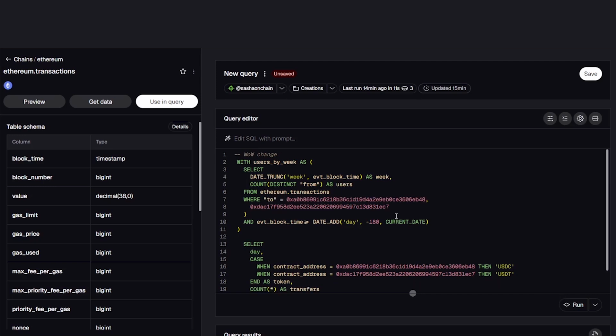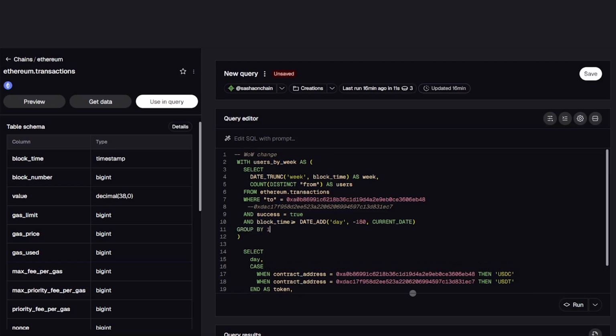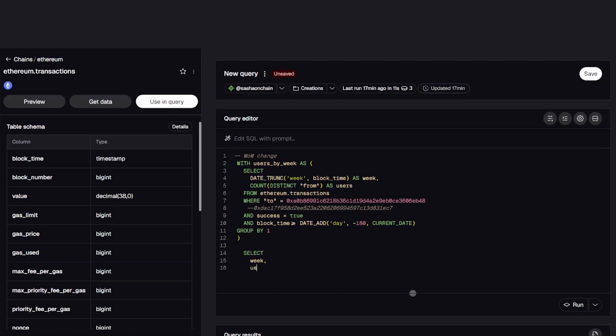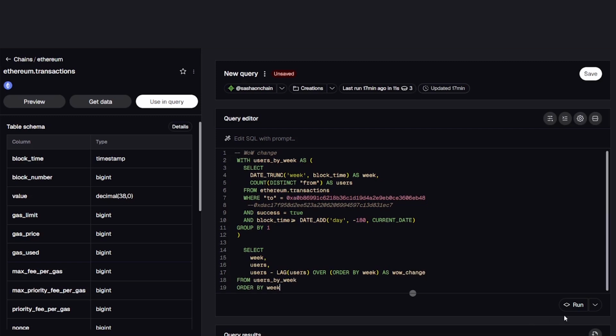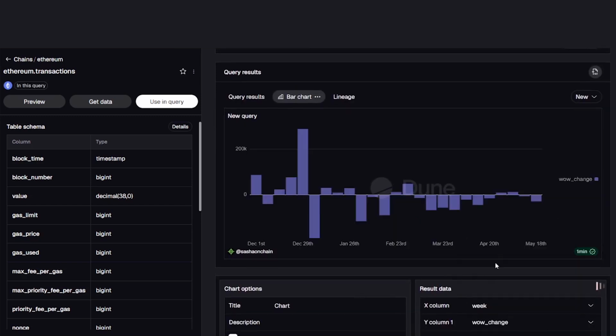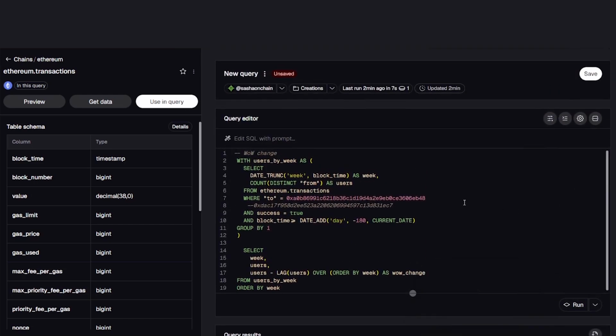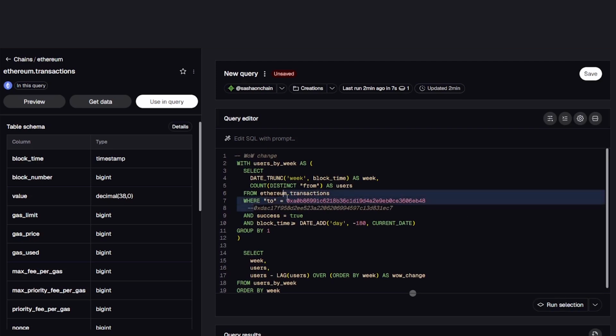First I queried the USDC contract and checked the chart. Then switched to USDT and reran the same query. Now we can directly compare real usage between USDT and USDC. Positive values mean adoption is increasing. Negative values mean usage is cooling off. What we see is important. User growth doesn't move in a straight line. It comes in waves and then cools off quickly. Which means stablecoin activity is reactive. It follows market cycles rather than growing steadily.